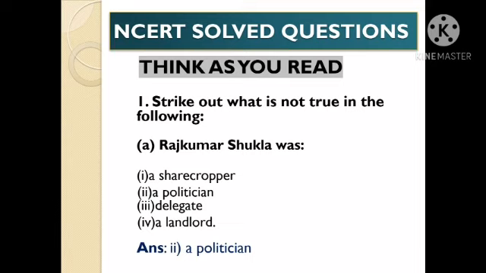Under the heading, Think as you read. Question number 1. Strike out what is not true in the following. A. Rajkumar Shukla was. Options are first, a sharecropper, second, a politician, third, a delegate, and fourth, a landlord. So, in this story, Rajkumar Shukla is a poor, illiterate, but a resolute sharecropper from Champaran. So, the correct answer is second option, that is, a politician.